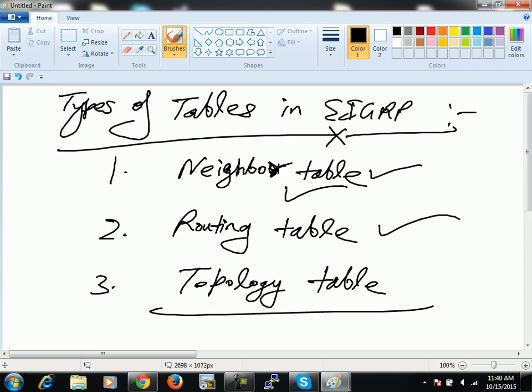Routing table, routes only. Topology table will have some information in it, and right now I'm not going to explain the components of the topology table, because before explaining them, we have some terminology: successor, feasible successor, feasible distance, reported distance, you understand? So we have to discuss all those terminologies first before discussing this topology table.